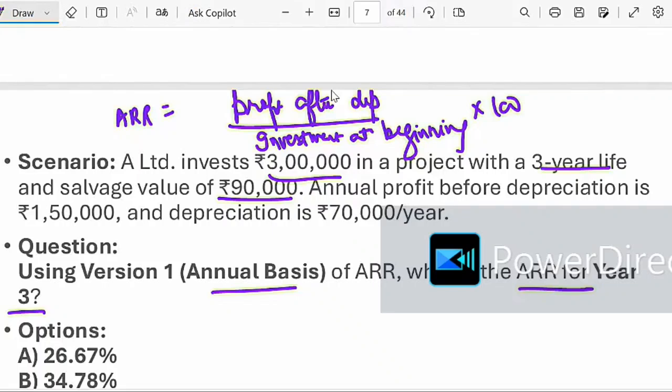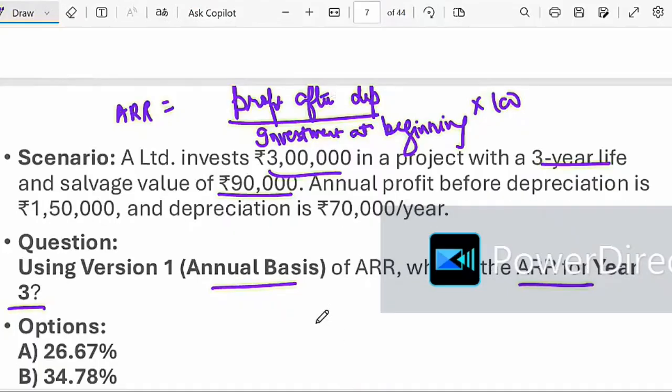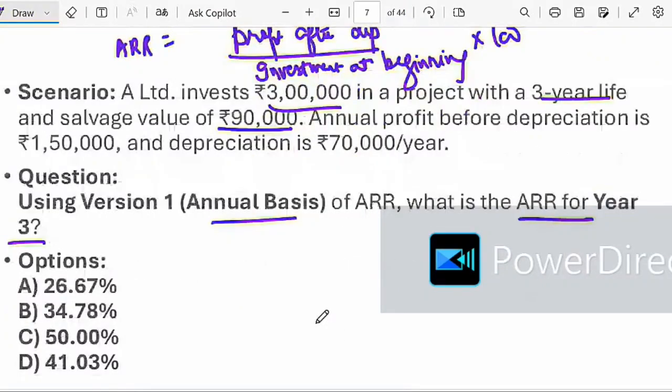So can you calculate it for me? How much value are you getting? Write profit after depreciation in the numerator, investment at the beginning in the denominator. Let's break it down into two parts. The first part is profit after depreciation. This is the annual profit that we account for after we account for depreciation.